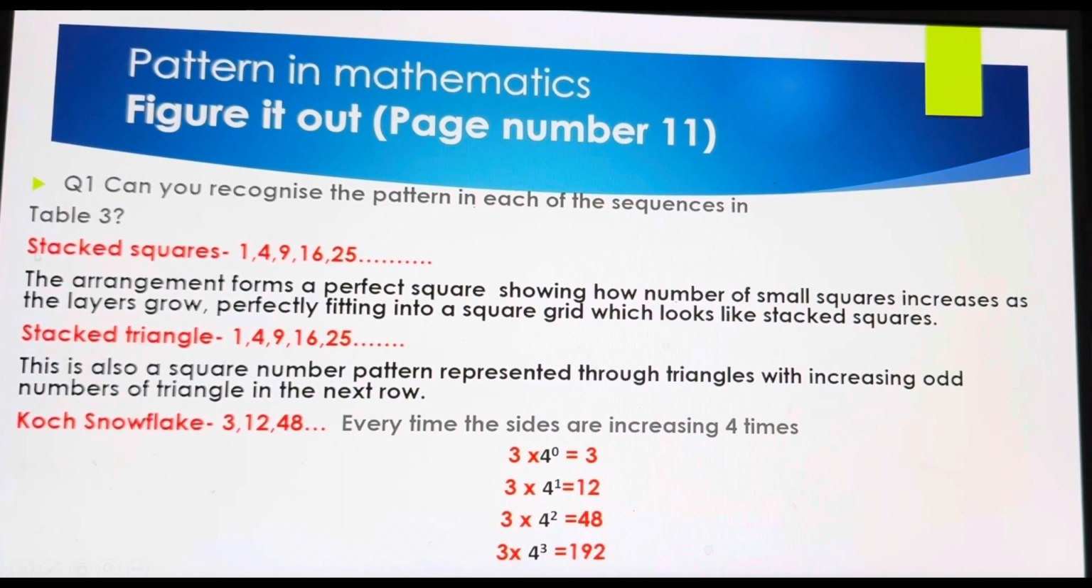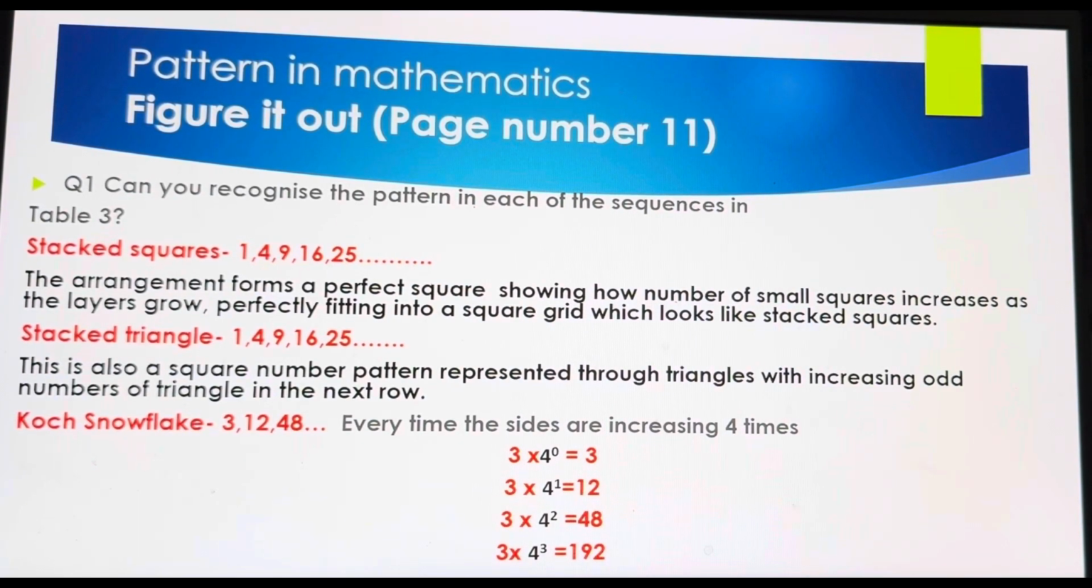So 3 into 4 to the power 0 is 1, so you get 3. 3 into 4 to the power 1 is 4, so 3 fours are 12. 3 into 4 square, that is 16, 3 sixteens are 48. 3 into 4 cube, so 4 cube is 64, 3 sixty-fours are 192. Okay, so this is how we get the Koch snowflake.